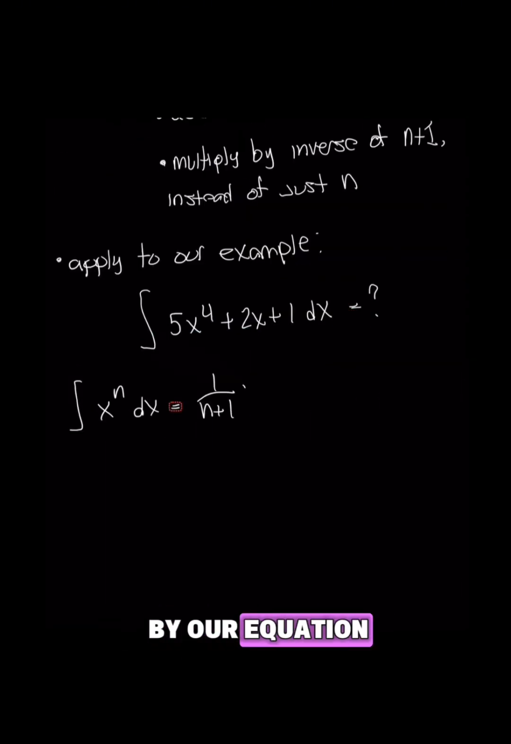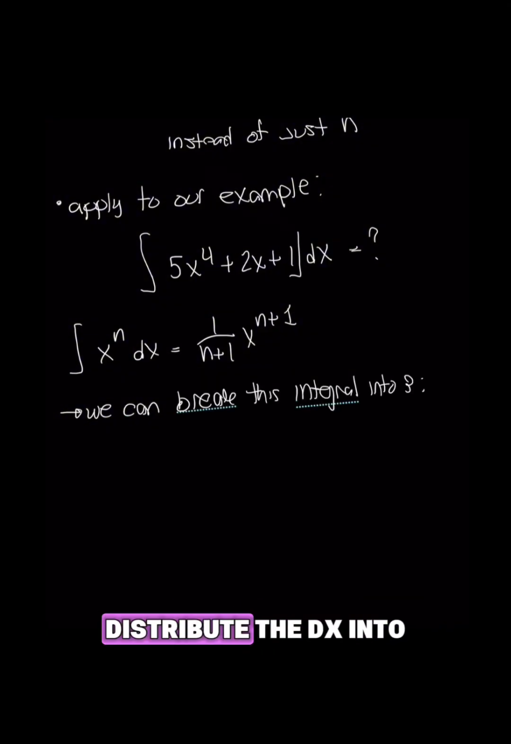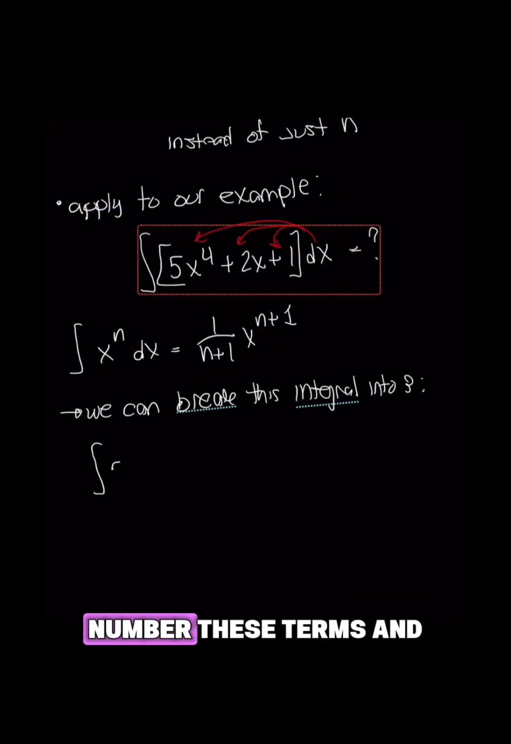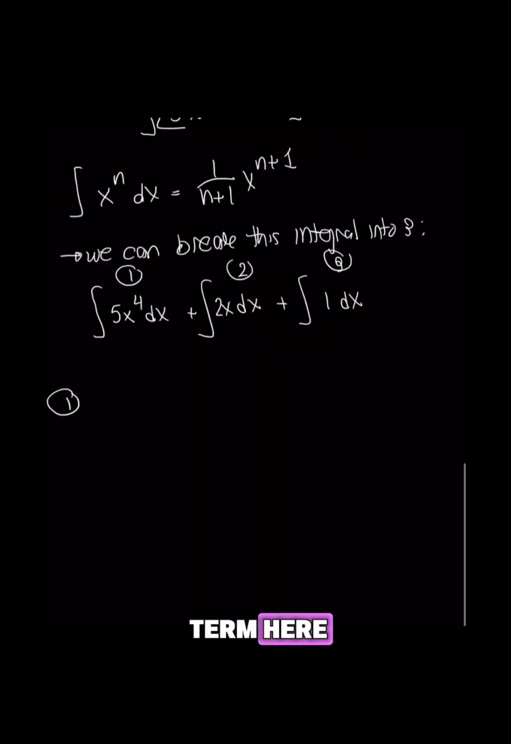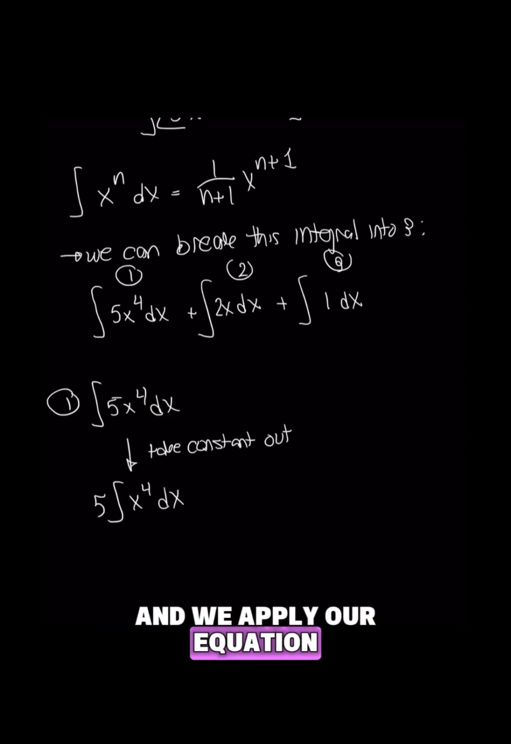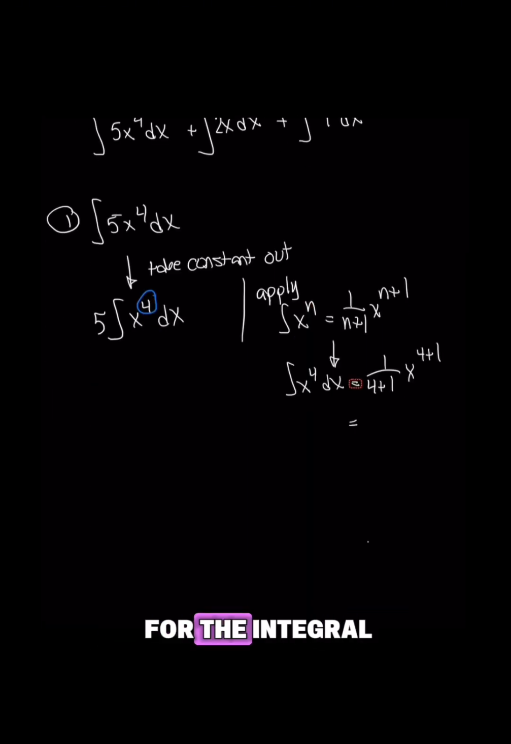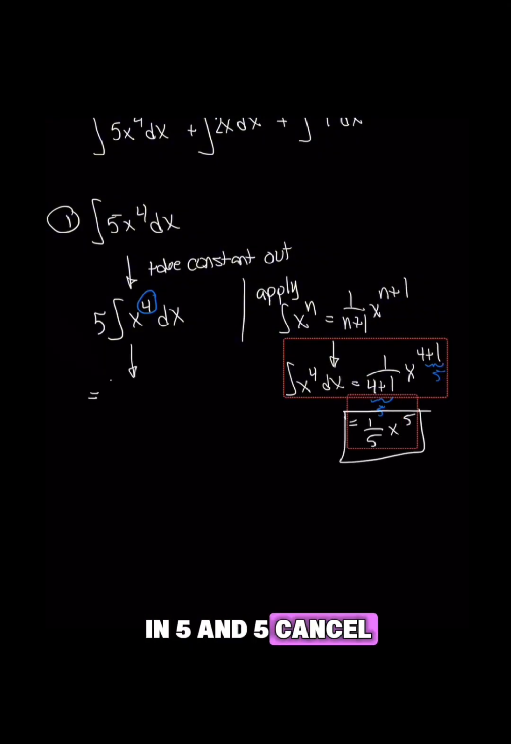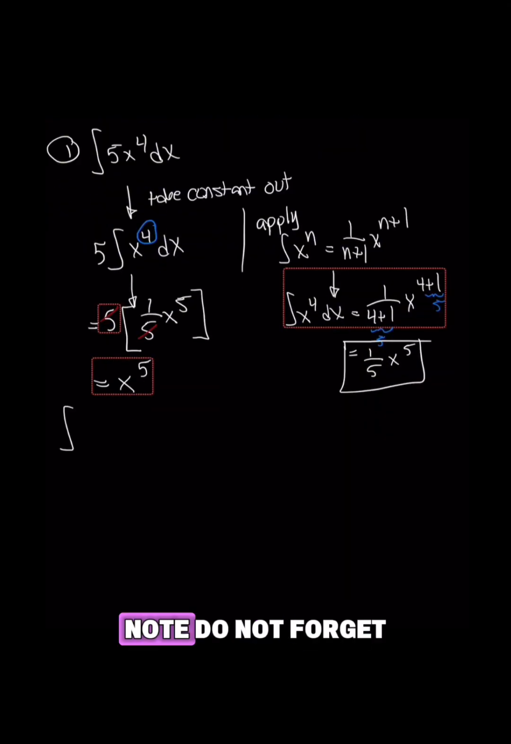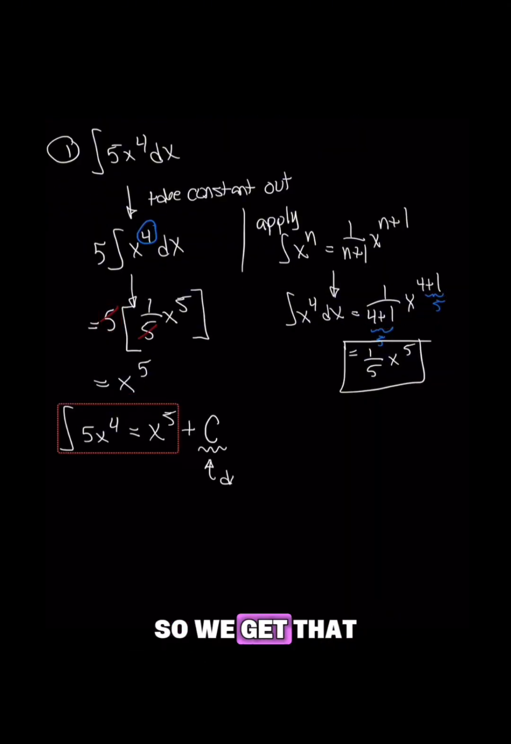Apply our equation. We can first break down this integral into 3, distribute the dx into each term. Number these terms and start with the first term here. Take out the constant, and we apply our equation, noting that n equals 4. We do some simple additions and get this for the integral, so we plug that in. 5 and 5 cancel, so we get this for the answer. Note, do not forget the constant of integration, so we get to add plus c.